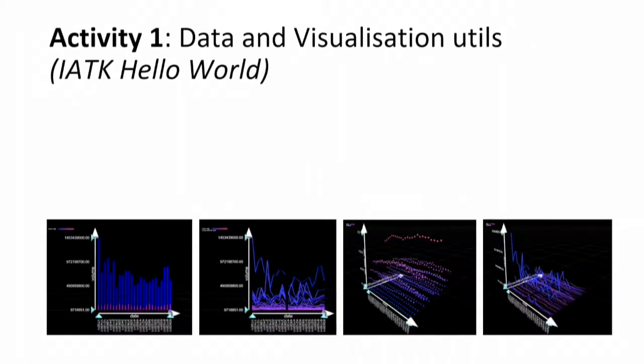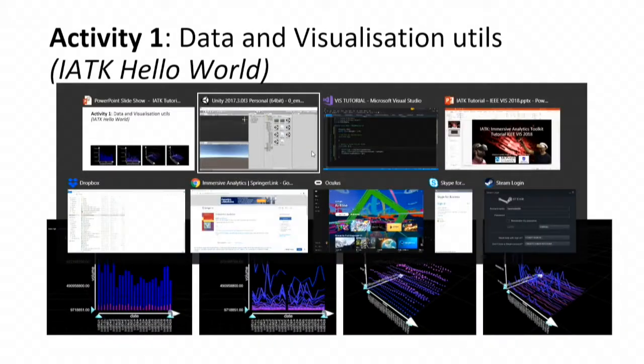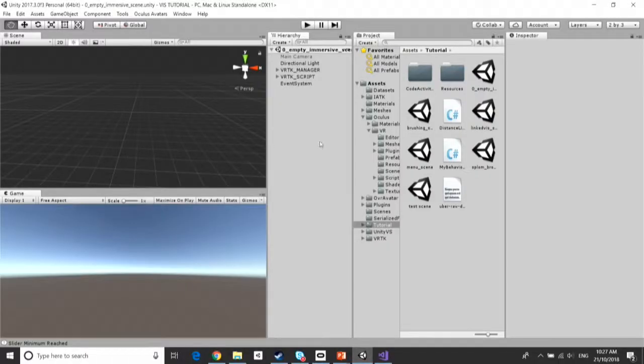Okay, so let's jump into it, and let's do the hello world. The hello world of IATK is to create a CSV data source, which is a game object. Because, as Andrew said, in Unity, everything is a game object. So how do we create that?